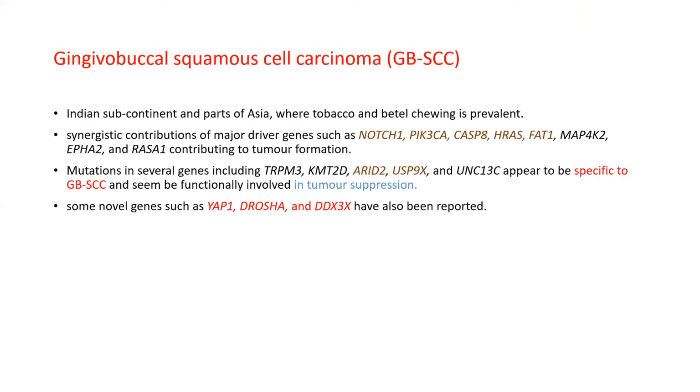If you look at gingivobuccal squamous cell carcinoma, this is caused by tobacco chewing and betel nut chewing in the Asian subcontinent, and this tobacco chewing triggers abnormality in some genes like Notch1, PIK3CA, and these together cause carcinogenesis. There are some specific genes which are seen only in tobacco chewers in gingivobuccal squamous cell carcinoma, like ARID2 and USP9X.